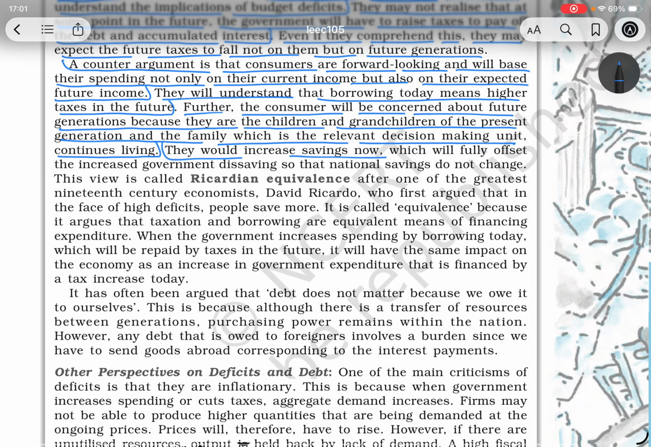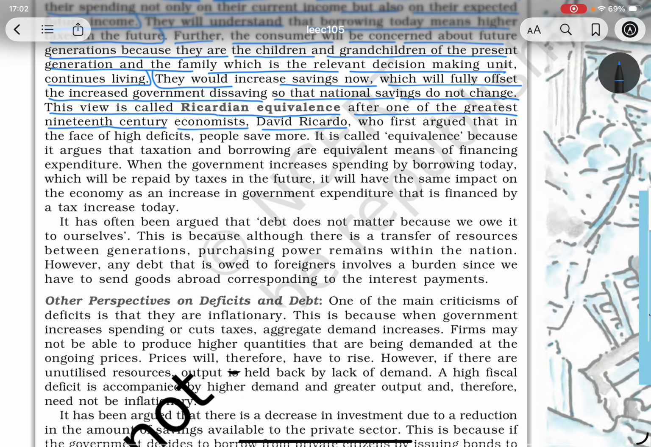They would increase savings now, which will fully offset the increased government saving so that national savings do not change. This view is called Ricardian equivalence after one of the greatest 19th century economists, David Ricardo, who first argued that in the face of high deficits people save more. It is called equivalence because it argues that taxation and borrowing are equivalent means of financing expenditure.